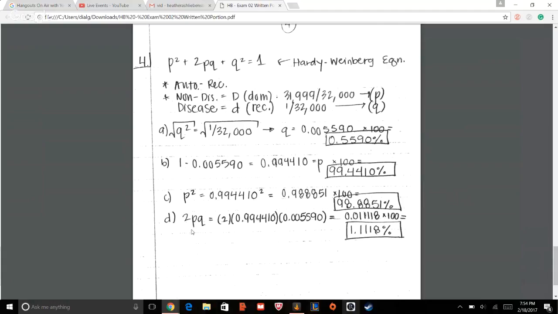So for part D, what is the frequency of the heterozygous genotype in the population? So the heterozygous portion of the Hardy-Weinberg equation is 2pq. So we do 2 times the p value times the q value equals 0.01118, times 100 equals 1.1118% of the population has the heterozygous genotype.